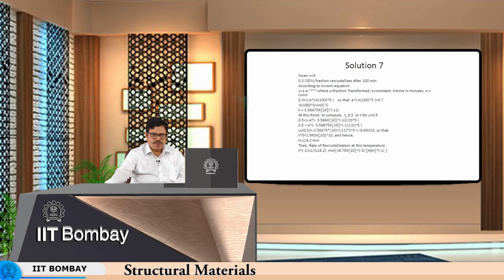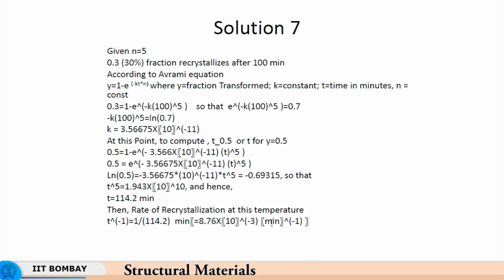So e to the power minus k into 100 raised to 5 is 0.7, because it is 1 minus 0.3, as 30% is transformed. So this is basically the untransformed part. So if you take ln on both sides, ln of 0.7 is equal to minus k into 100 raised to 5, and therefore k is obtained as this value, 10 to the power minus 11 into this.